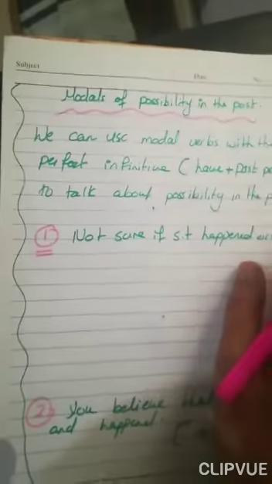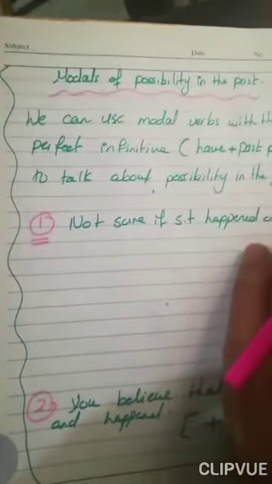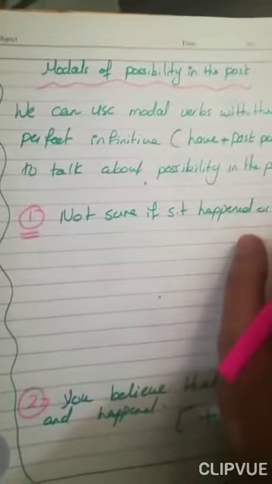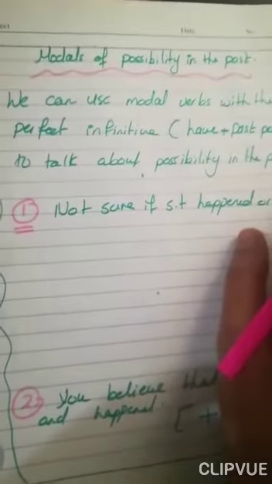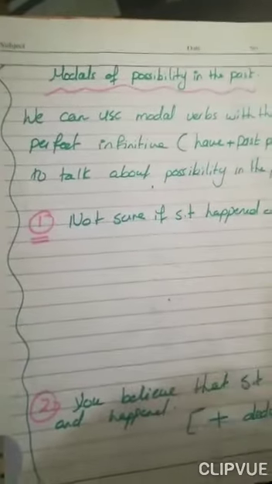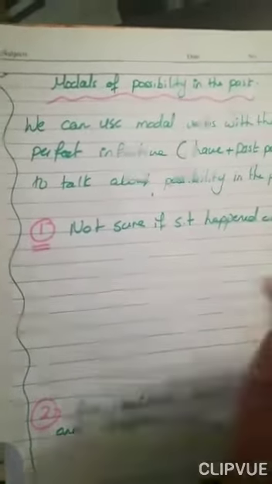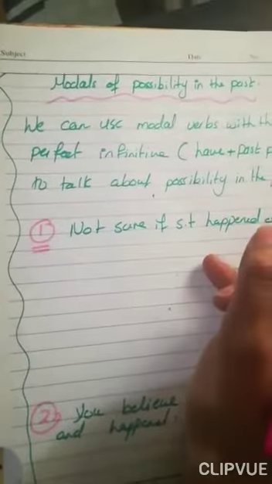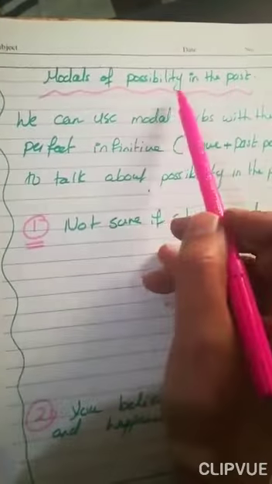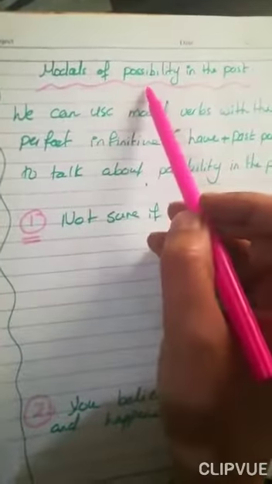It's very important for you to know this grammatical structure because not only are you going to have an exam with it, but you're also going to take it next year in Tawjihi. And I hope that everything will be easy for you. The title of our grammatical structure is Modals of Possibility in the Past.